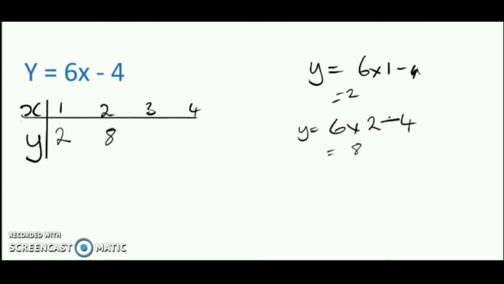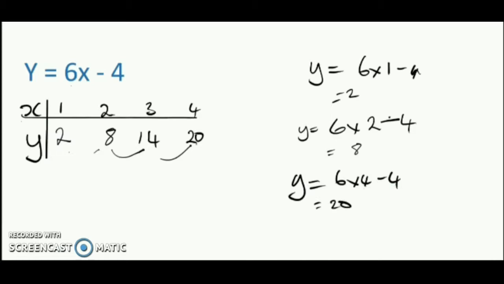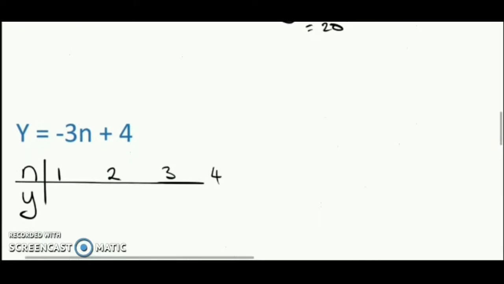Now, can we think what the next number in the sequence might be? Remembering that we've got a multiplier of 6 or a constant difference of 6. So I predict that's going to be 6 more, 14, 6 more, 20. Let's double check. Let's see if x is 4, if we get the answer 20. Y is equal to 6 times 4 minus 4. 6 times 4 is 24, minus 4, 20. Correct.